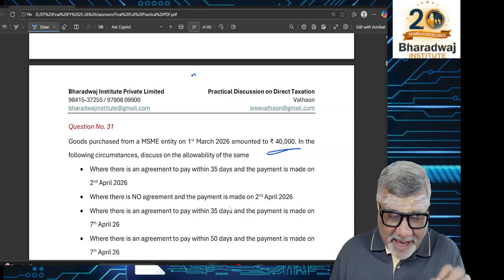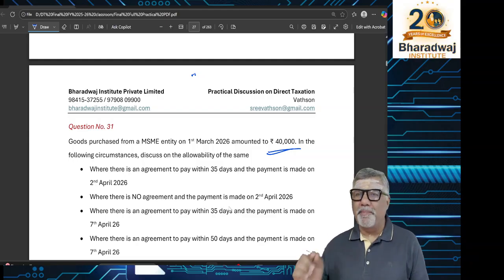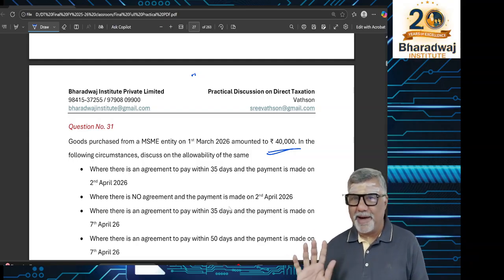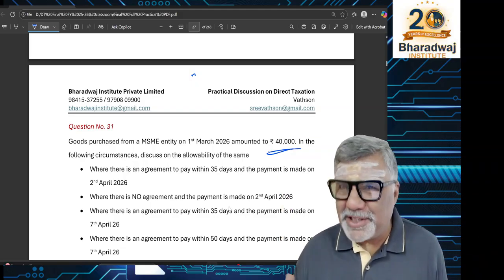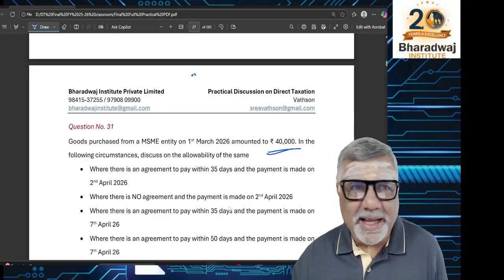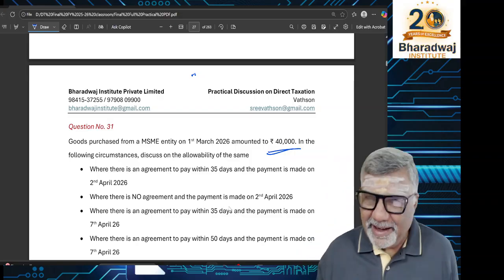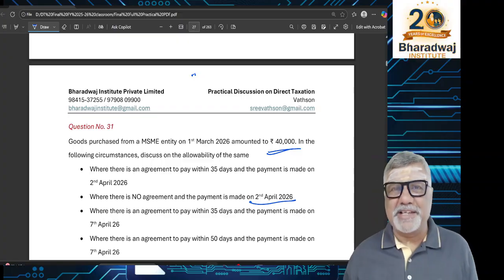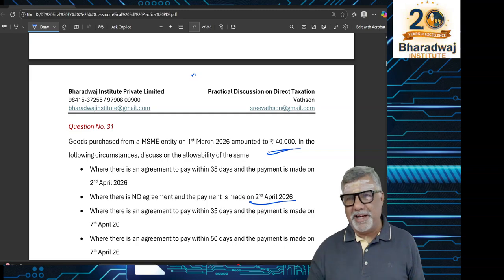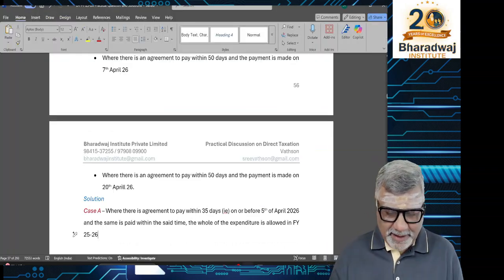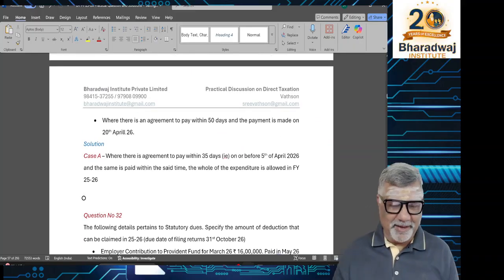Case B, where there is no agreement. No agreement means you should have paid before 15 days, 16th of March. Even if you have paid on 31st March, no problem, because it is disallowed and allowed in the same year. Disallowed in the year of incurrence and allowed in the year of payment, which happens to be the same. But here it is paid on 2nd April 26, so it is disallowed in the financial year 25-26, and only allowed in the financial year 26-27. I think this is the toughest disclosure this time in 3CD. Yeah, this is becoming a very big challenge for many.